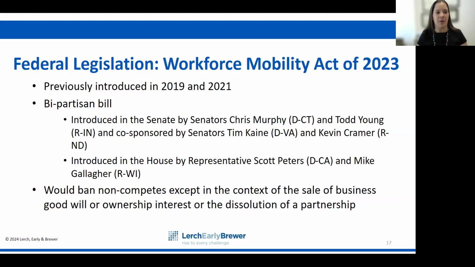The Workforce Mobility Act of 2023 is still actually pending in this Congress because the session carries 2 years. This has previously been introduced in 2019, 2021. They are bipartisan bills, though they have not taken off and really made their way out of committee. They would essentially do basically the same thing as the FTC's rules. They would ban non-competes except in the context of selling a business or transferring a business ownership. So not looking like these are going to move anytime soon, but always something we want to be mindful of, particularly if the FTC rules get struck down, there may be a greater push in Congress to take action on this.